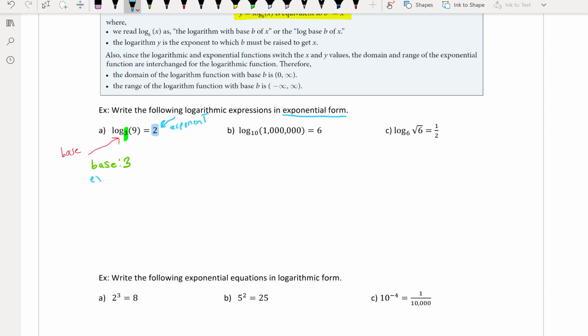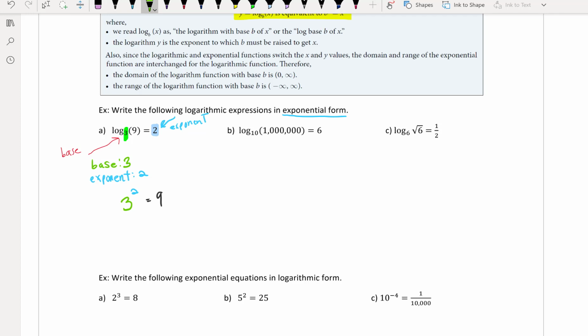So I can say that my exponent is going to be 2. What I end up having is a base 3 with an exponent of 2, and what does that equal? Well, that's equal to the thing inside the parentheses. So 3 squared is equal to 9. So you always want to identify your base and you want to identify your exponent.